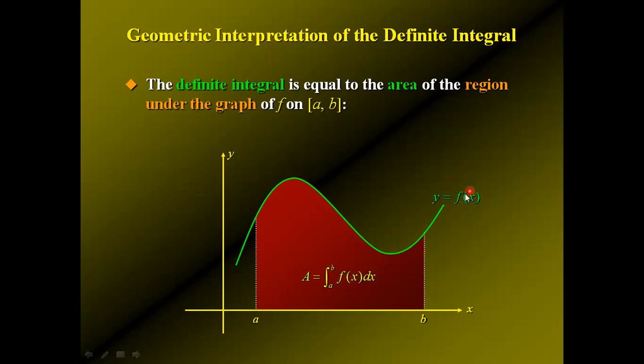So this red area can be found by integrating from a to b of f of x dx. F of x means this curve, and dx means the x-axis length. If we divide this interval [a, b] into equal sub-intervals, then every interval will be dx. So the integral from a to b of f of x dx indicates this whole red area, and this is the geometric interpretation of this definite integral.